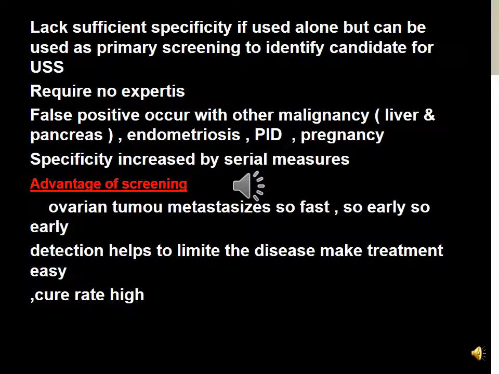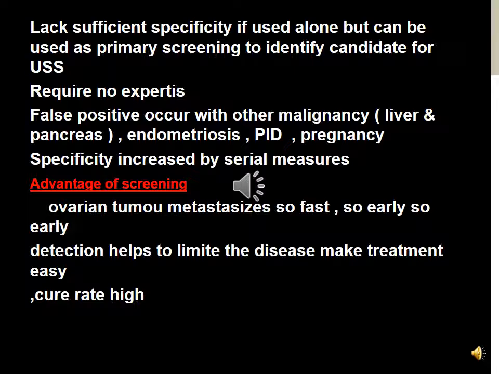Why is the CA125 of low specificity and sensitivity? First, we need a serial measure. Serial measure better improves the specificity and sensitivity of the test. This is number one. Number two, it has false positive and false negative results. This glycoprotein usually covers the whole peritoneal surfaces, the liver, the pancreas, also the pelvis. So any lesion in these areas may give a false positive result of increasing CA125.